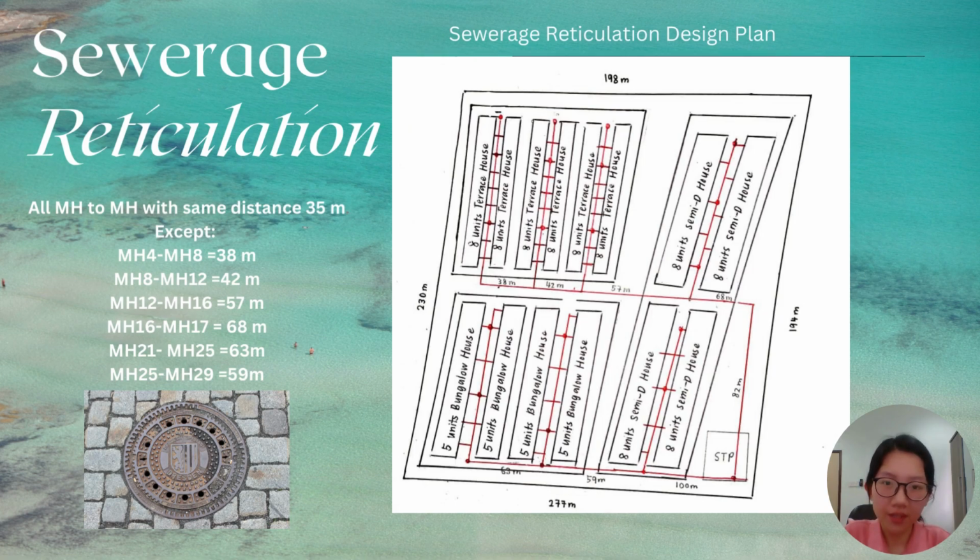The diagram in this slide shows the sewerage reticulation design plan. All manholes are spaced at the same distance, which is 35 meters, except for a few exceptions: manhole 4 to manhole 8 is 38 meters, manhole 8 to manhole 12 is 42 meters, manhole 12 to manhole 16 is 57 meters, manhole 16 to manhole 17 is 68 meters, manhole 21 to manhole 25 is 63 meters, and the last one, manhole 25 to manhole 29, is 59 meters.